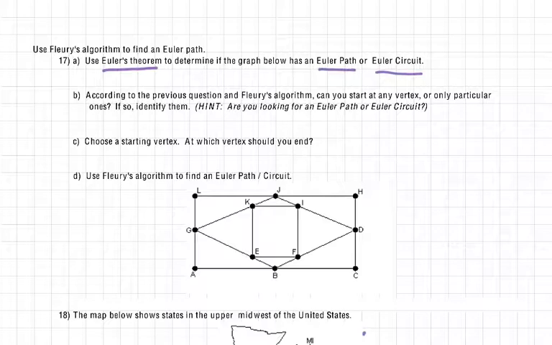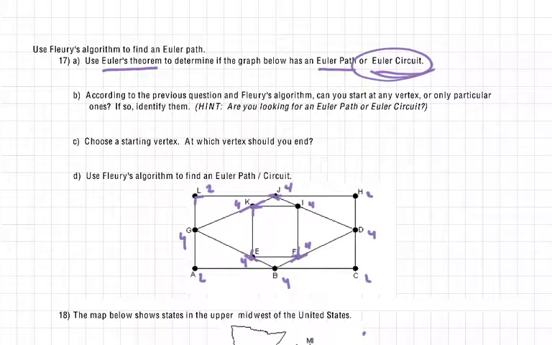So L has a degree of 2, J has a degree of 4, H is 2, D is 4, C is 2, B is 4, A is 2, G is 4, K is 4, I is 4, F is 4, and E is 4. So this has all even vertices. That means it does have an Euler circuit.